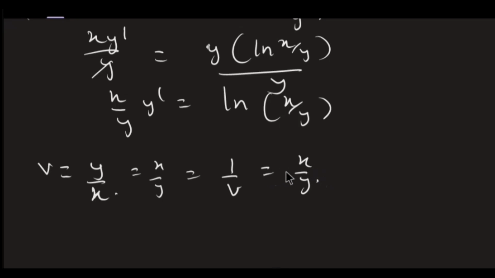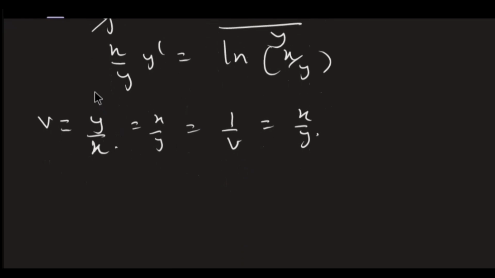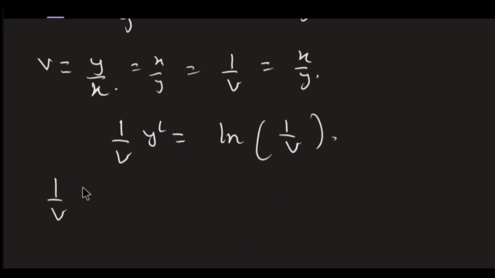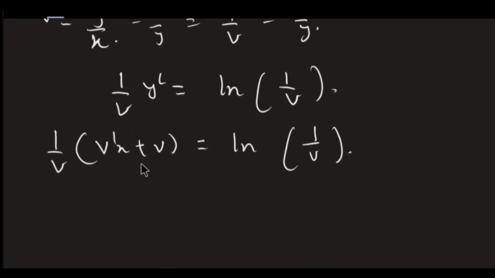So wherever I see x over y, I'll put 1 over v there instead. So I'll get here 1 over v multiplying y prime is equal to ln of the expression 1 over v, right? Now what is y prime? You know that y prime is always v prime x plus v, so this should be equal to ln of 1 over v. So how do I solve this part? I have 1 over v times (v prime x plus v) equals ln of 1 over v here. So at this point, I have to separate variables.